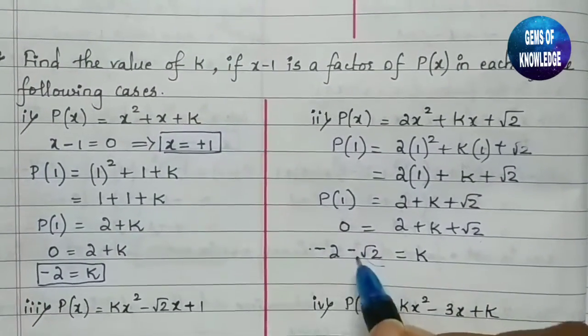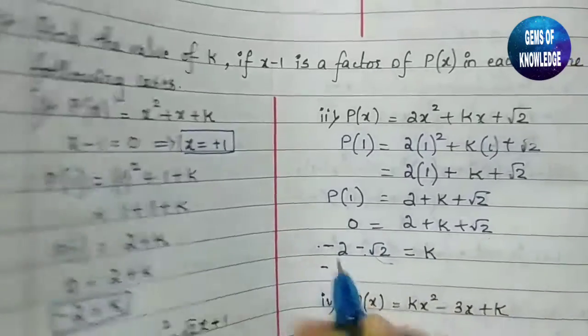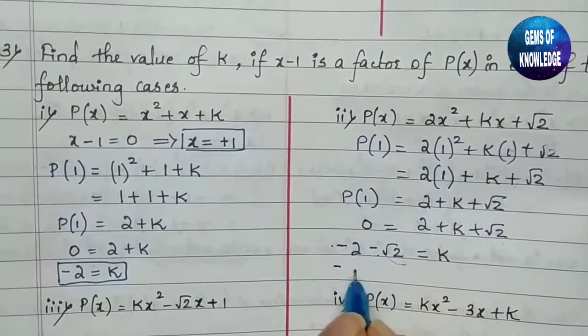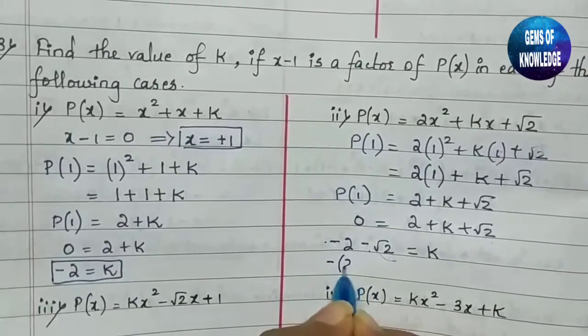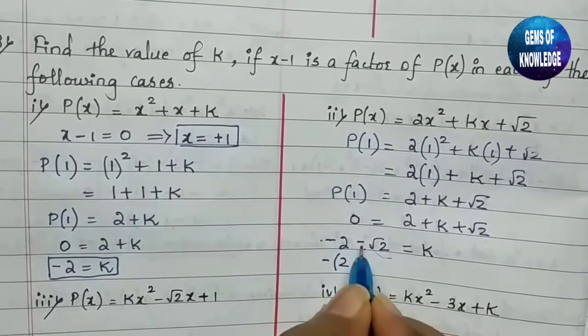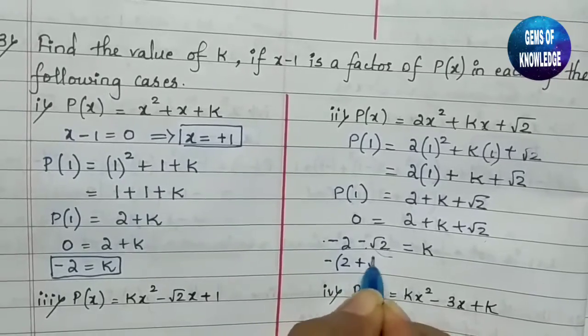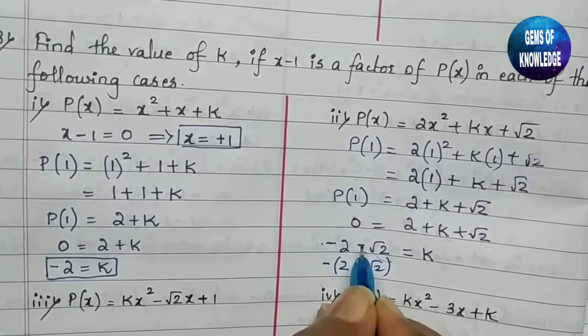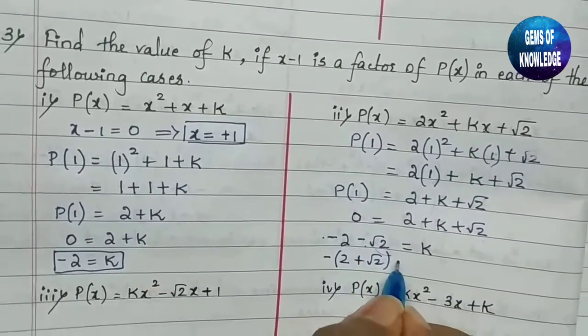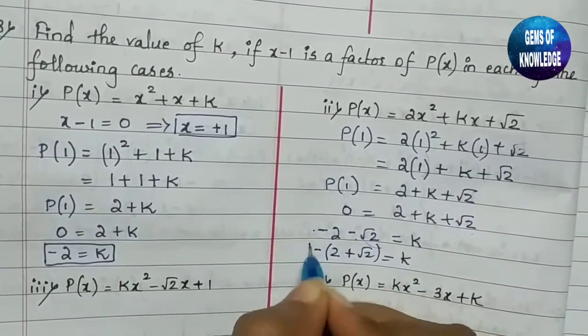You can either keep these values as they are or you can take minus as common here. If you take minus as common, what are you going to get? 2 will be as it is, and in place of minus you are getting plus root 2, because minus into plus gives minus. So this will be equal to k.